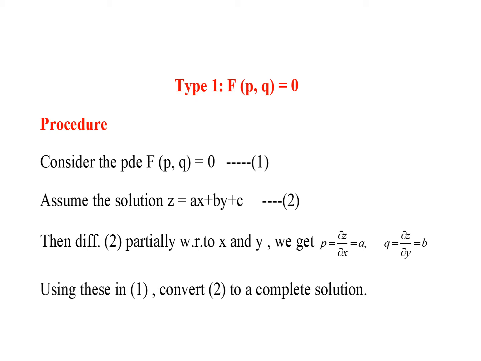Then when we differentiate equation 2 with respect to x and then with respect to y, we will get dou z by dou x, that is actually our notation p, which is equal to a, and dou z by dou y, which is denoted as q, which is equal to b. And when we substitute these values, that is p equal to a and q equal to b, in the given equation as well as in that assumed solution, then by solving we will get a complete solution.